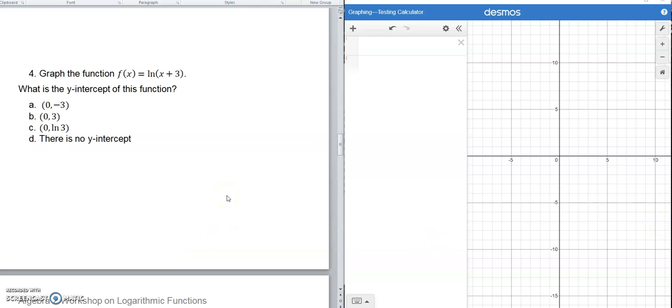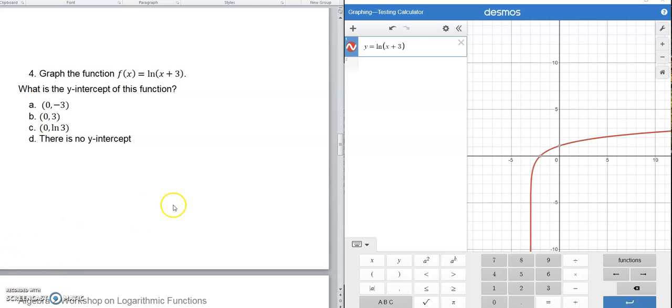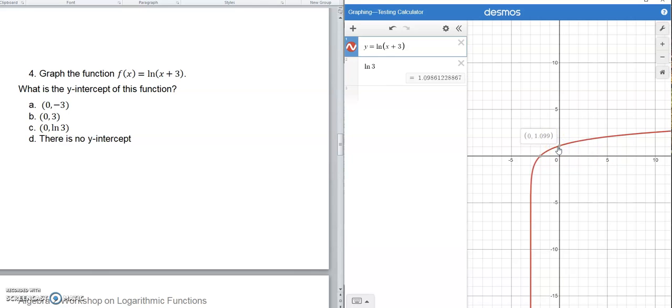Let's now go to number 4. Graph the function f of x equals ln parentheses x plus 3. What is the y-intercept of this function? Let's graph this. All right, so this is the graph of your ln x plus 3, and the y-intercept is approximately 1.099, which is not A, which is not B, and which is not D. So let's try ln 3. Plug it in. So the answer is C, which is 1.09, and this y-intercept is 1.09.